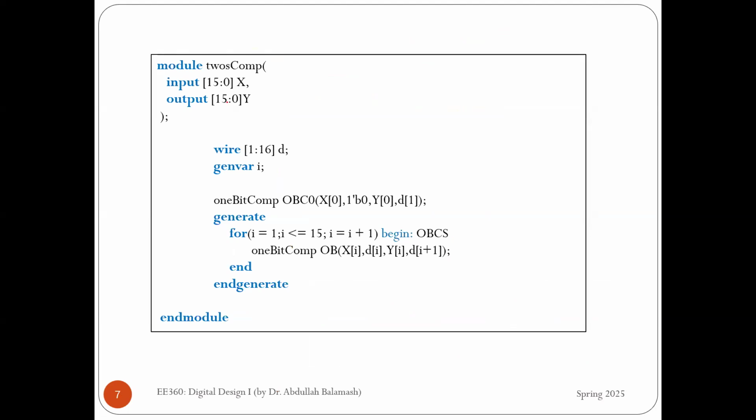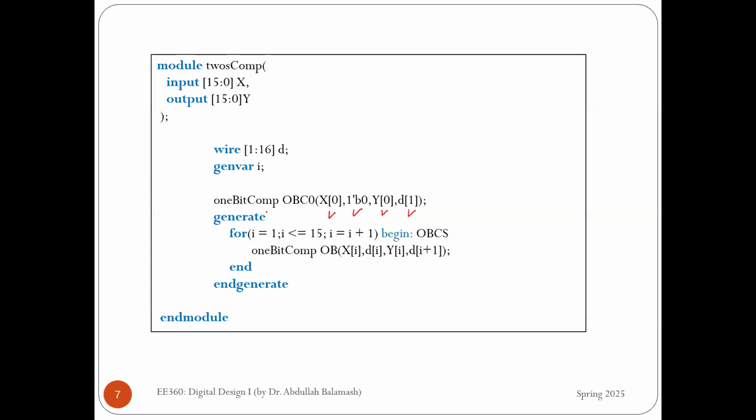So we'll have a 1-bit COM that deals with X0 and takes DI as a 0, a 1-bit binary 0. It will generate Y of 0 and the first DO, which is D1. Then we'll do the loop.